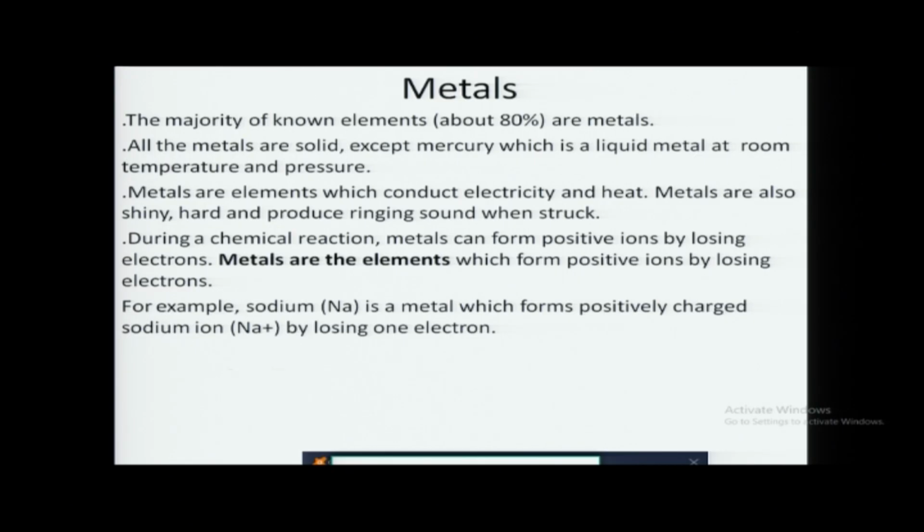During chemical reactions, metals form positive ions by losing electrons, and nonmetals gain electrons by forming negative ions. For example, sodium loses an electron to become sodium plus. So they are positively charged, and we call them cations, all right?